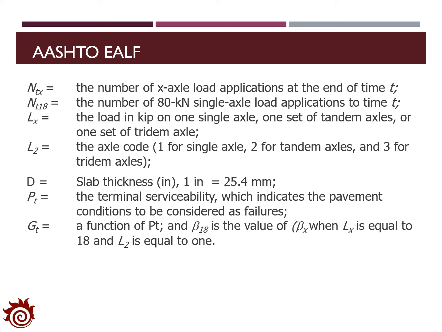L2 is defined as the axle code, 1 for single axle, 2 for tandem axle, and 3 for trident axle. In the equation, we have a new variable D as the thickness of the slab. The unit is set as inches. And this one is only applied for the PCC slab and the rigid pavement design. PT is set as the terminal serviceability, and GT is set as a variable as a function of PT.